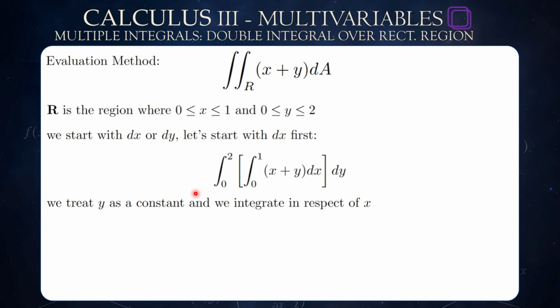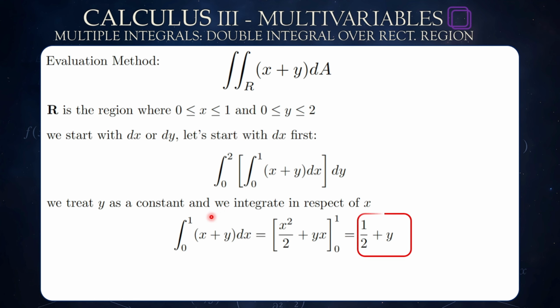We treat y as a constant in such case, and we integrate with respect to x. So the integral from 0 to 1 of x plus y dx is equal to x squared over 2 plus yx between 1 and 0. These are the boundaries, which is equal to 1/2 plus y. Why? Because as you place 1 in x, you get 1 over 2 plus y, minus 0, because if you place 0 back in x, you get all zeros. So the answer, you place it back in the integral, then you integrate with respect to y, or dy.